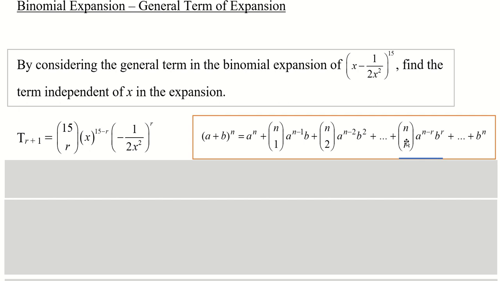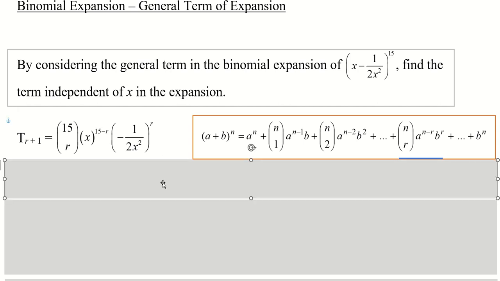So you just sub accordingly what you have, your a, your b, and your n into this. So the general term, we generally call it also T r plus 1. So if you sub in all the necessary details accordingly, this is your n, this is your a, and this is your b, you should get this general term.